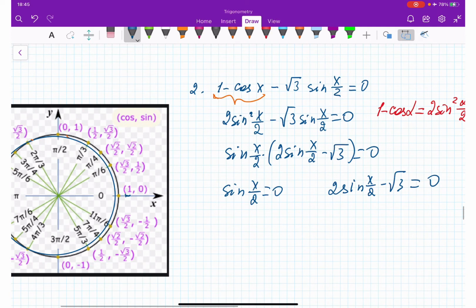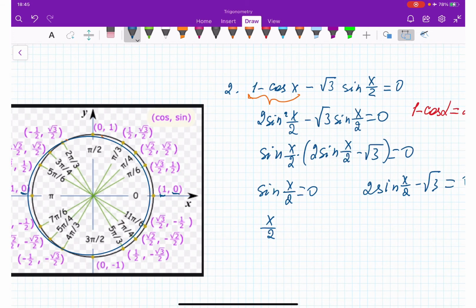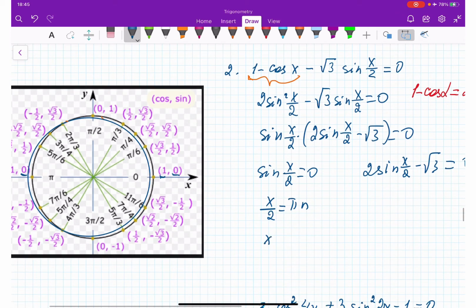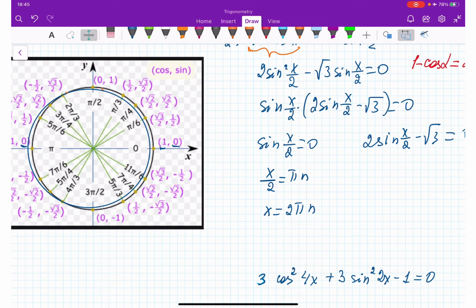Alright, so sine x over 2 is equal to 0. What does that mean? Which angle has sine as 0? It is going to be 0 degrees and pi, right? So from here x over 2 is equal to pi n, and x is going to be 2 pi n. So this is the first answer. We have the first result, let me write it down: 2 pi n.